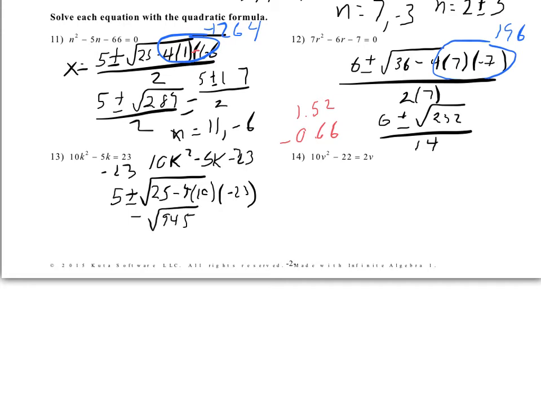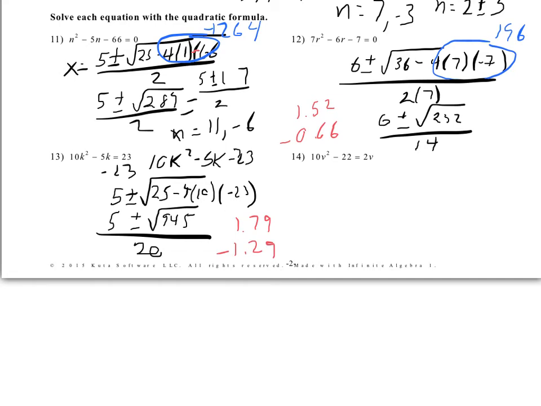And again, I forgot my denominator. I get so excited about figuring out the discriminant there. Divided by 2 times 10 is 20. Again, I'm running out of space. So if you've calculated that out, you should get 1.79 and negative 1.29.